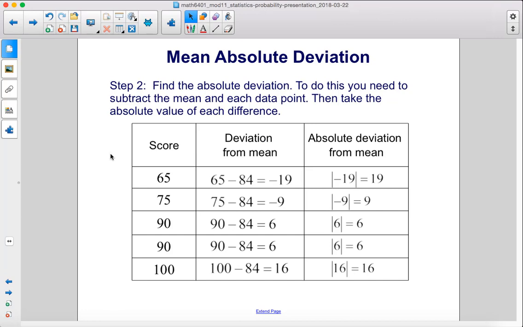Step 2. Find the absolute deviation. To do this, you need to subtract the mean from each data point. Then take the absolute value of each difference. So for our score of 65, we subtract the mean, 84, we get negative 19, then we just take the absolute value of that and we get 19 as our absolute deviation from the mean. So we can do that for each score, like that.